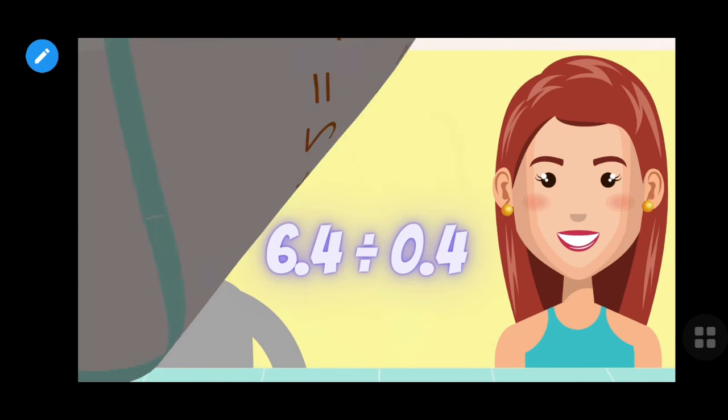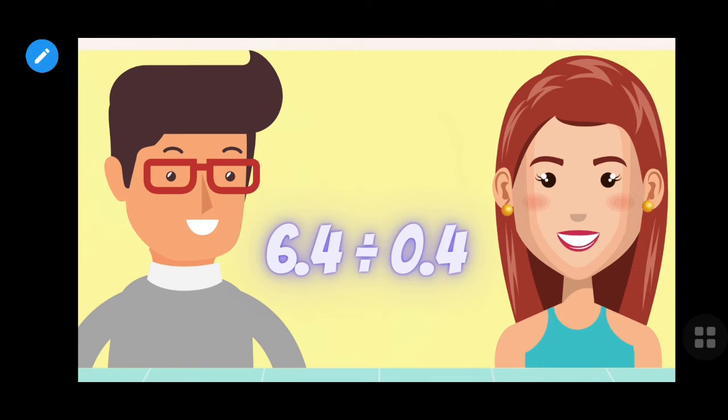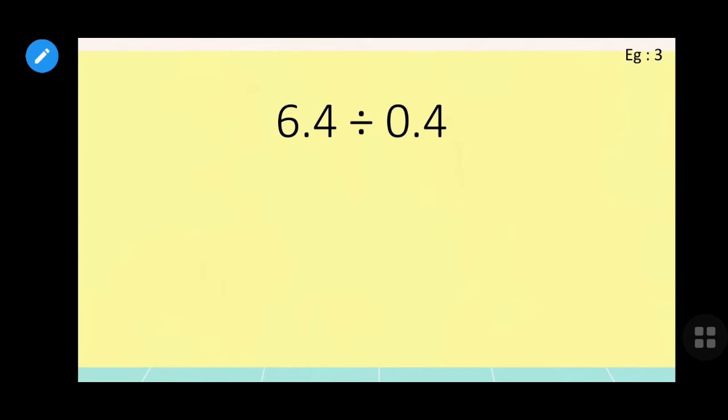Now we have the conflict of this boy and girl. They have 6.4 divided by 0.4 and they are struggling to do that. Don't you think that we can help them, because it is just a division of decimals, isn't it? Okay. Now I think they also might know how to do this. Let's see if they help us.